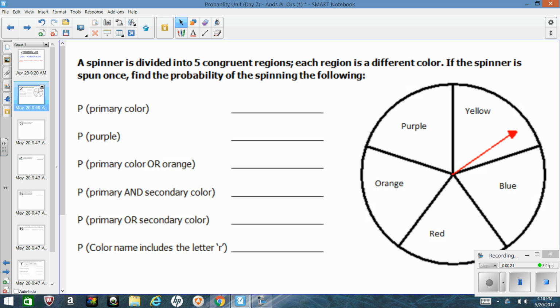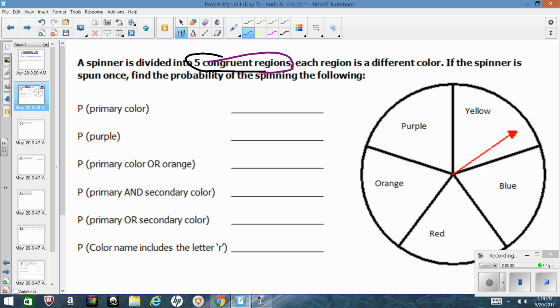A spinner is divided into 5 congruent regions. Each region has a different color. The spinner is spun once. Find the probability of spinning the following. First thing we need to know is that there are 5 congruent regions.